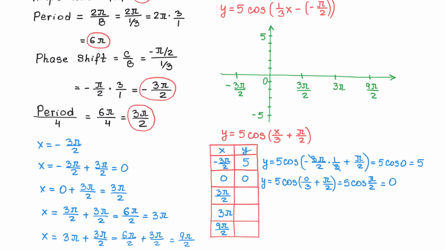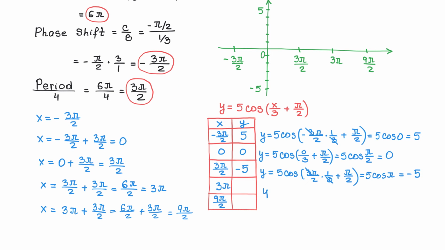Next, when x is 3 pi over 2, we will have y equals 5 cosine of 3 pi over 2 multiplied by 1 over 3 plus pi over 2. 3 and 3 will cancel, and pi over 2 plus pi over 2 is pi. Then we will have 5 cosine of pi, and cosine of pi is negative 1, and 5 times negative 1 is negative 5.